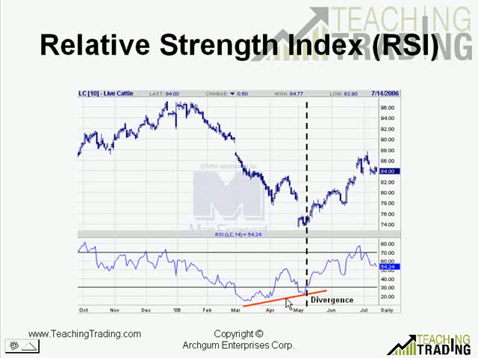So we wait until the RSI breaks above 30, and this will give us a buy signal. So we have a buy signal here, and prices eventually increase as they do here on the graph.